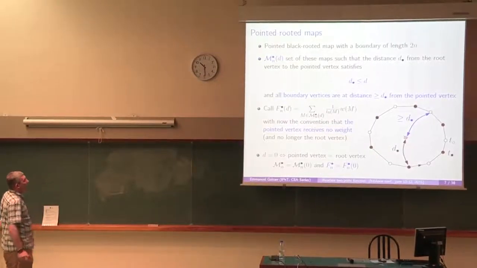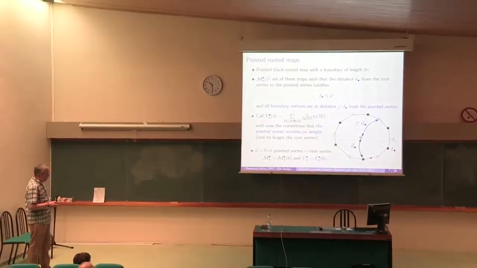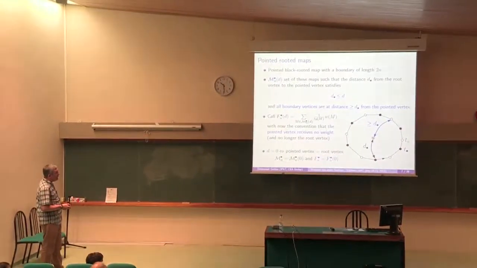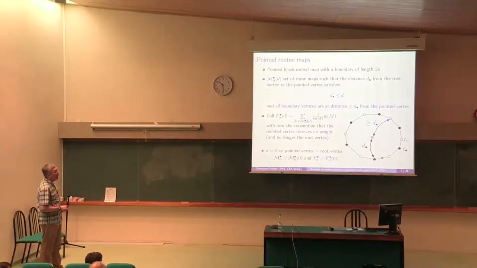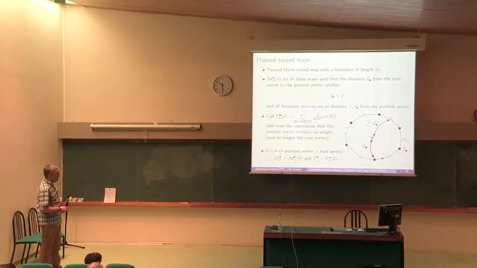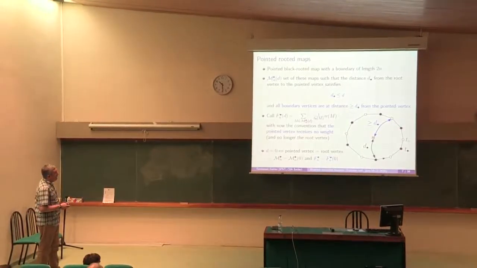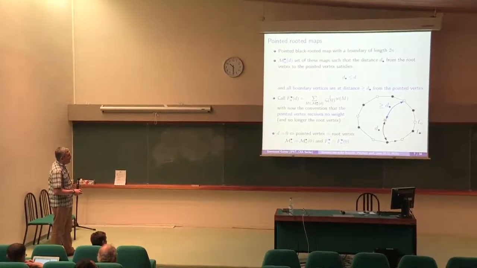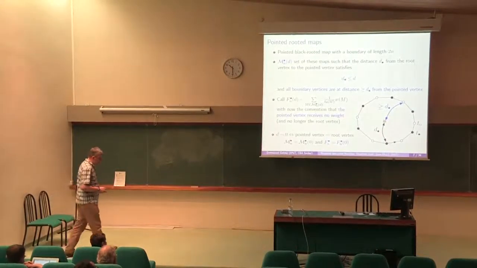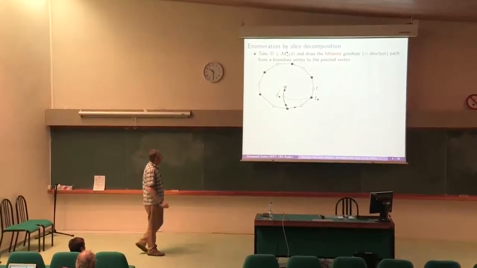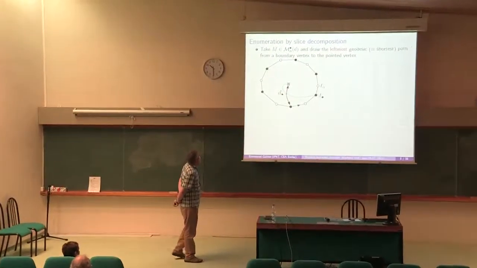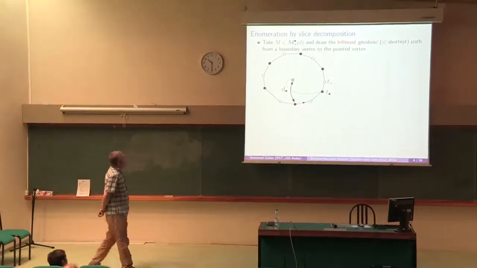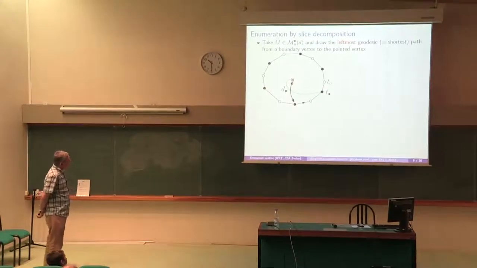And of course, for d equals 0, the distance between the pointed vertex and the root vertex is 0, which means those two vertices are the same. In this case, this condition is automatic, and therefore Mn is nothing but Mn of 0 and Fn of 0. Okay. So this Fn of d can be obtained by a slice decomposition.